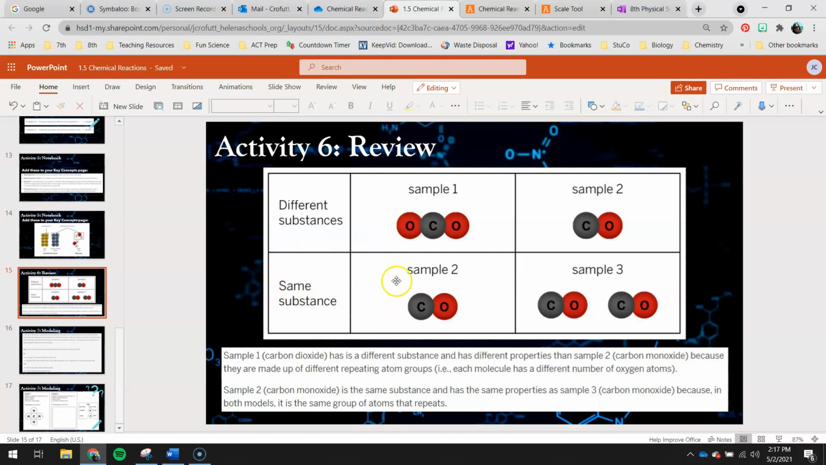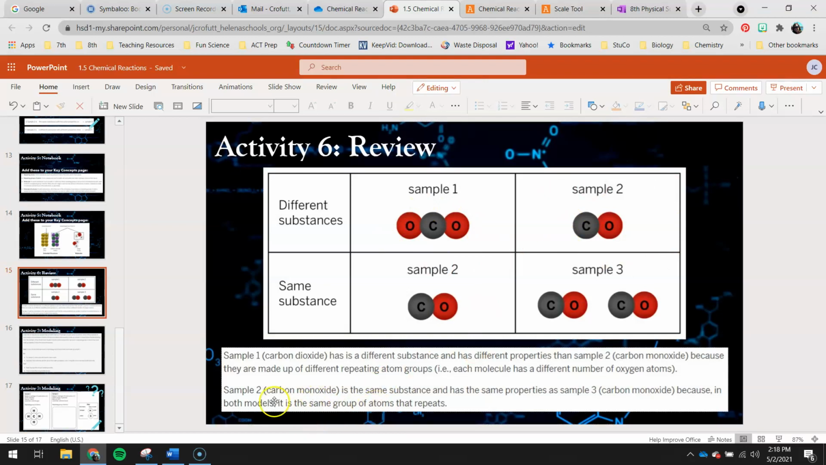Okay, the same substance, however, are samples 2 and 3. So this is the difference between us having just one molecule of carbon monoxide and having many molecules of carbon monoxide. So sample 1, carbon dioxide, is a different substance with different properties than sample 2, carbon monoxide, because they are made up of different repeating atom groups, i.e. each molecule has a different number of oxygen atoms, so 2 and then 1.